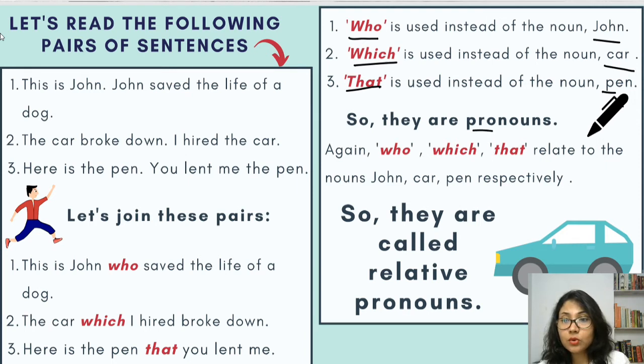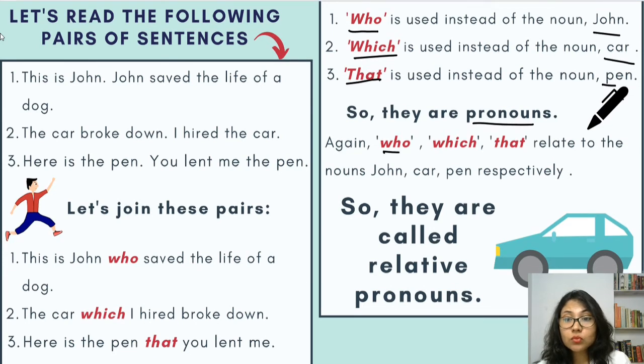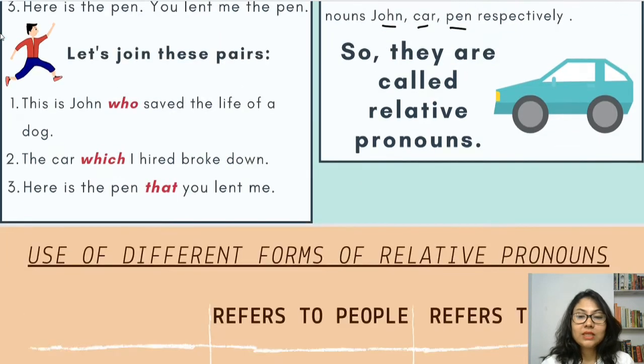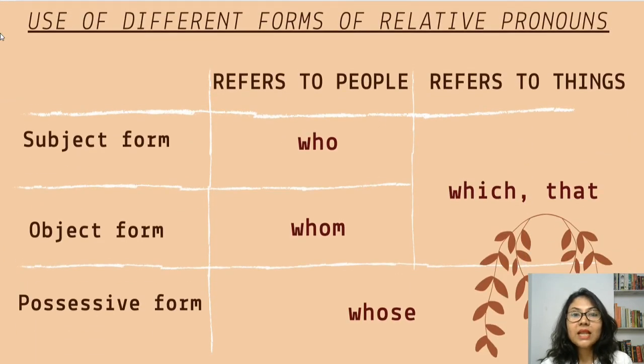So they are all being used instead of nouns. Naturally, they are pronouns. Now, again, who, which, that relate to the nouns John, car, pen, respectively. So they are called relative pronouns. Clear? Great. Now let's go into the next slide and see the different forms and the uses of relative pronouns.